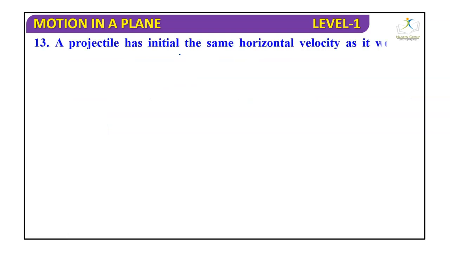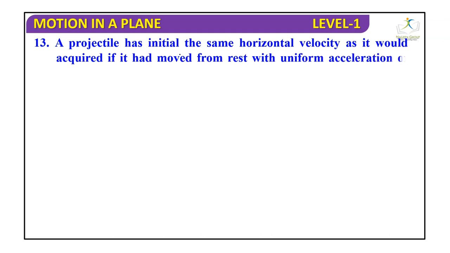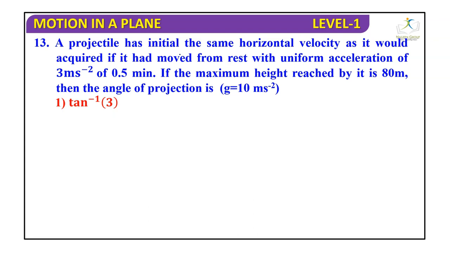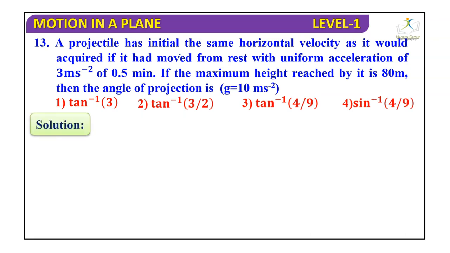Next, a projectile has the same initial horizontal velocity as would be acquired if it had moved from rest with uniform acceleration of 3 meter per second square for 0.5 minute. If the maximum height reached by it is 80 meter, then the angle of projection is, with g equal to 10 meter per second square: tan inverse 3, tan inverse 3 by 2, tan inverse 4 by 9, or sin inverse 4 by 9. So students, for this question, the solution is here.